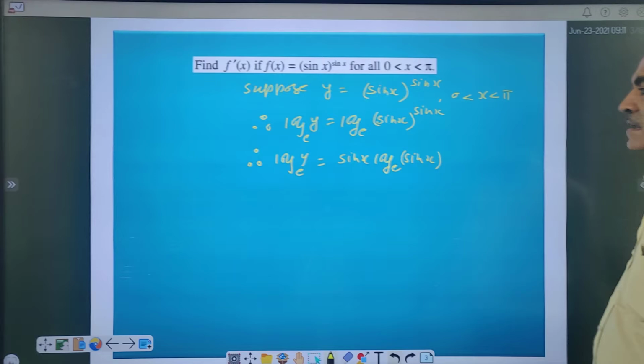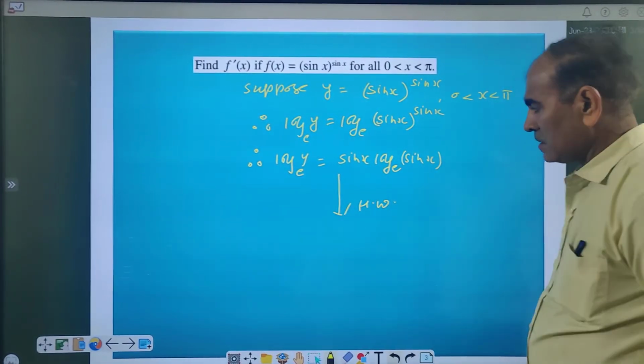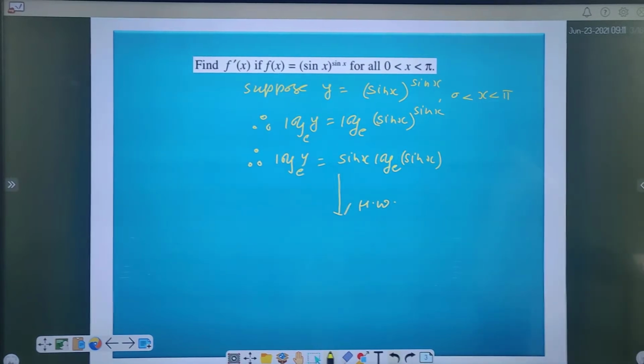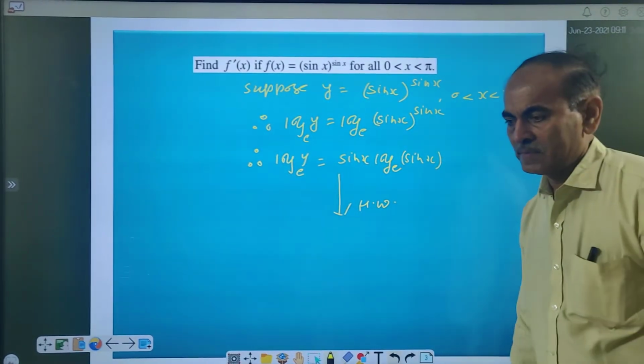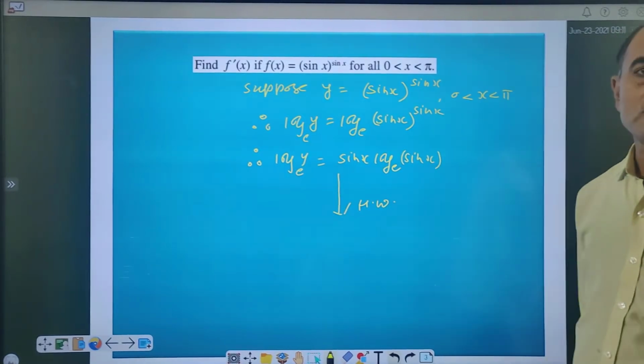Now the rest of the part is very easy for you, so I am just giving a hint. Whenever it is in the easiest form, after giving it, I am going to leave it for you because it's a miscellaneous exercise.